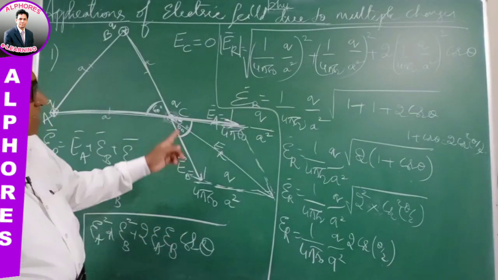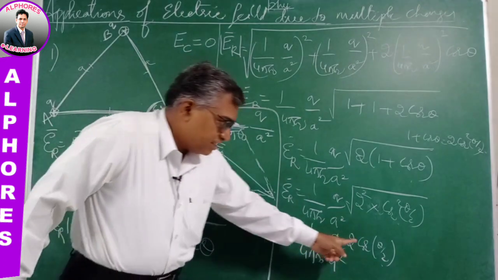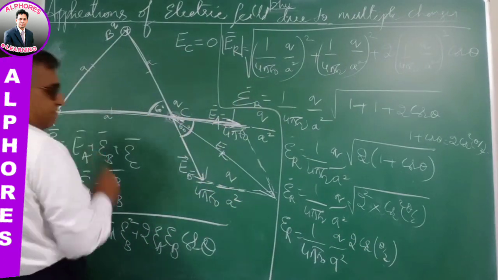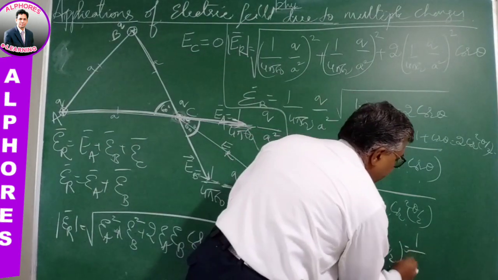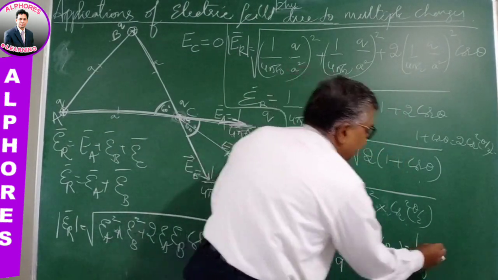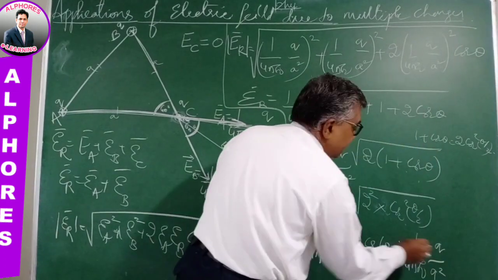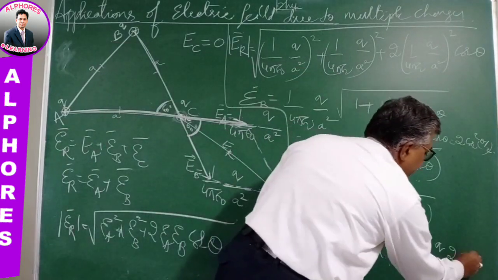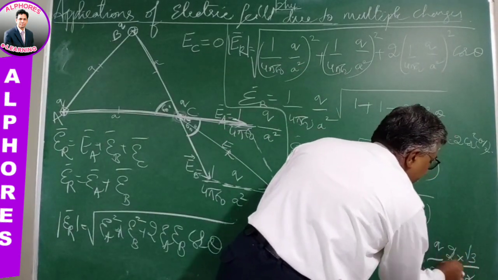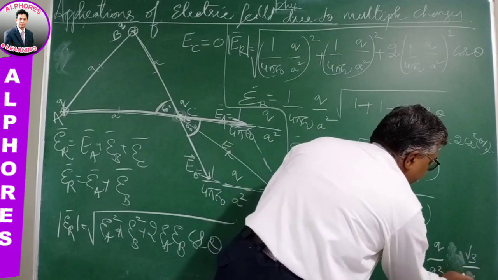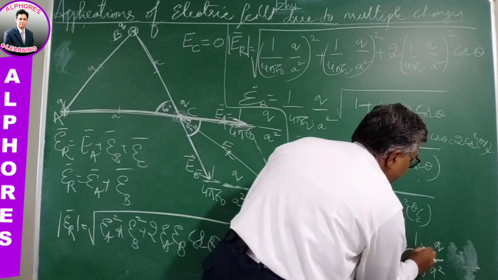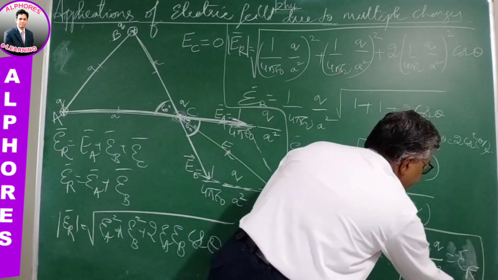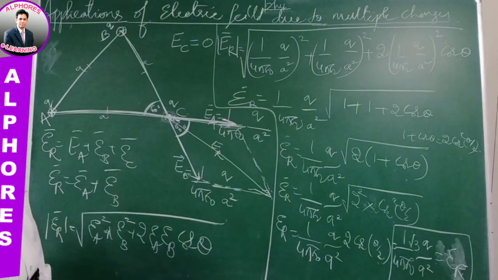That is the resultant. Now the angle between the vectors is 60 degrees. Substituting 60 there, the magnitude of the resultant electric field is 1 by 4 pi epsilon naught q by A squared times 2 cos of 60 by 2, which is cos 30, root 3 by 2. The 2s cancel, so the final answer for the resultant electric field is root 3 q by 4 pi epsilon naught A squared.